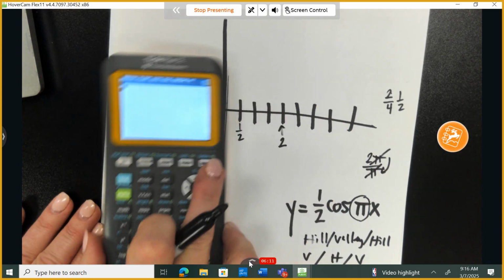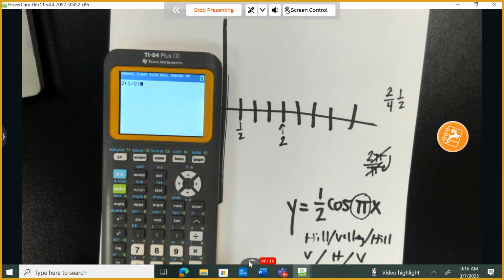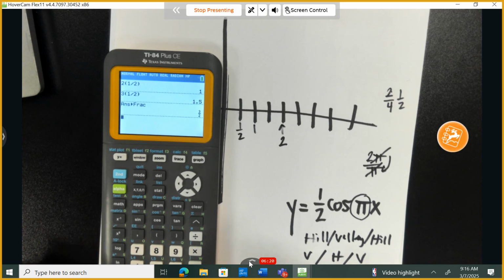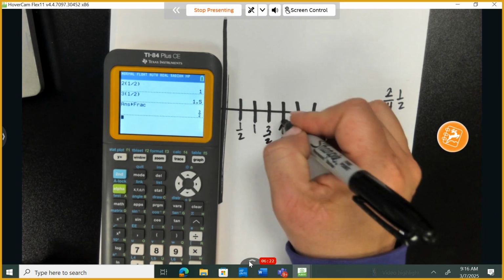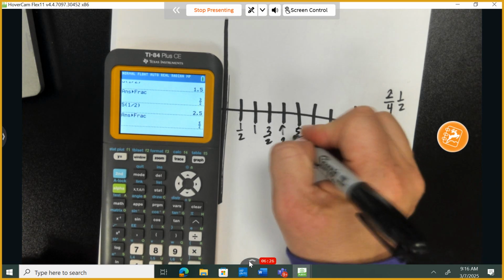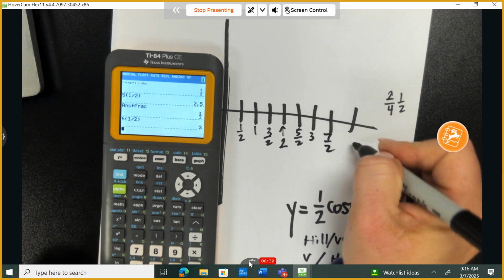Now, how can you use your calculator to achieve the other steps? This is step 2. Take it times 1/2. This is step 3. Take it times 1/2. Oh, it's a decimal. We know step 4. Here's step 5. Turn it back. Here's step 6. And you guys get the point.